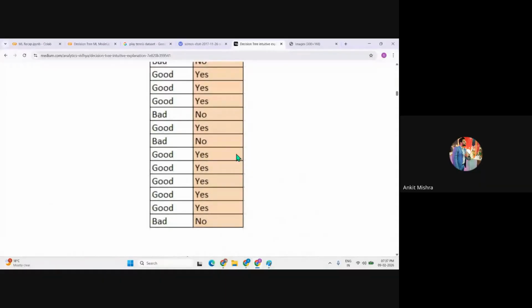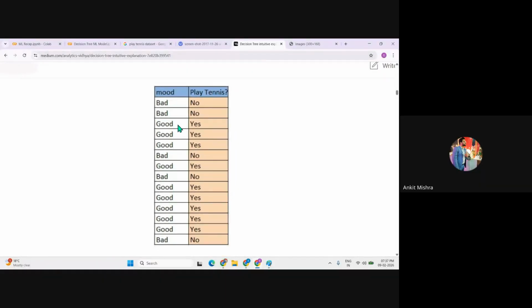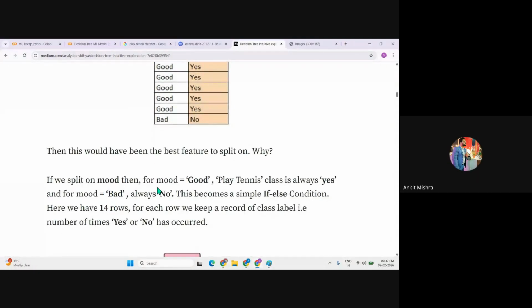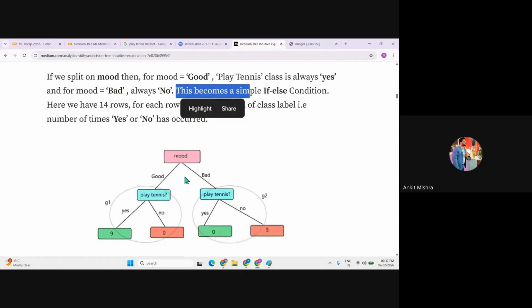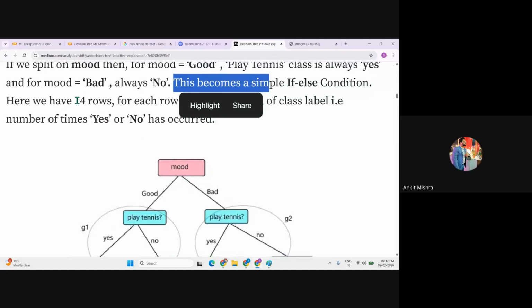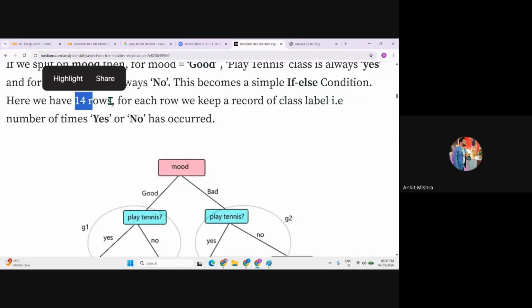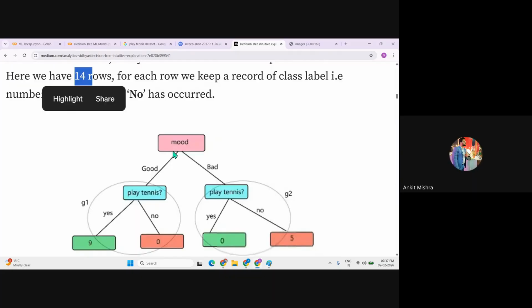Whenever the mood is good, the player will always play tennis. Here you can check, good, yes. Whenever you get good, the player will always play tennis, right? In the good area you are getting yes, and when it is bad, you are getting no, right? So we are splitting the data into the good one and the bad one. This is a very simple if-else condition. Because we have 14 rows of data, this is the root node that we are getting.